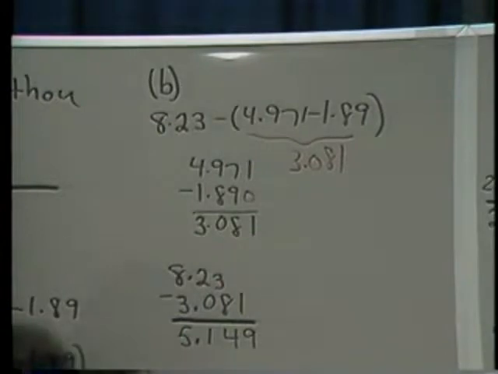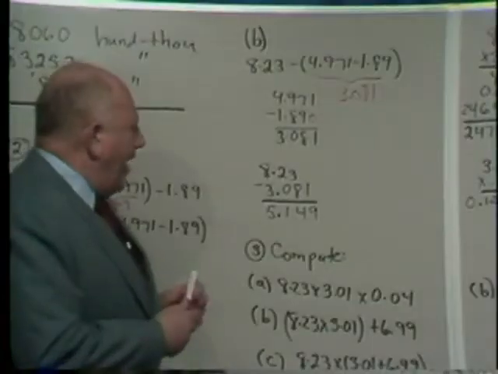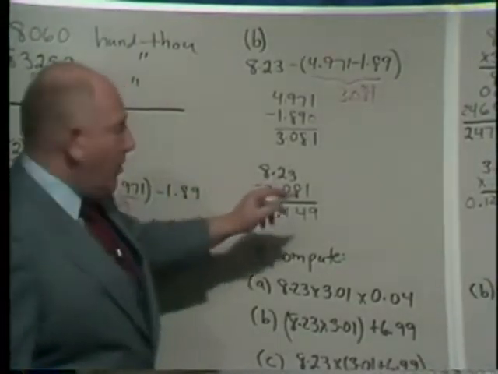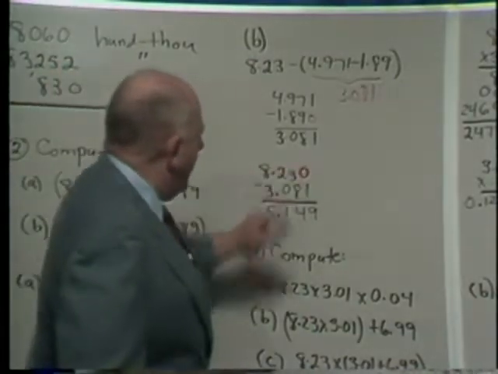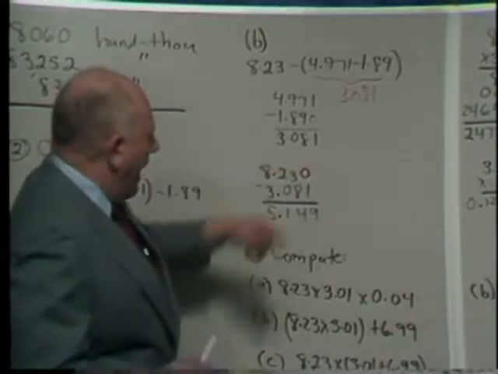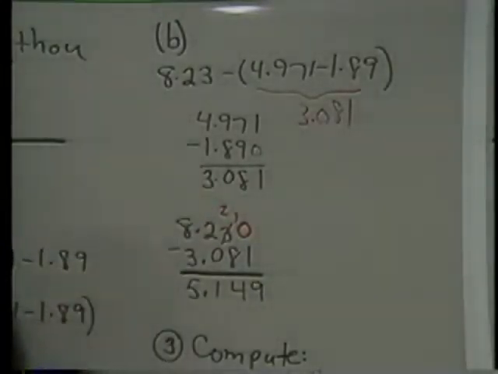Now you have to subtract the 3.081 from 8.23, and now you have to be careful. See, when you take 8.23 minus 3.081, now you have to remember that a 0 belongs here, because you do have to take the 1 from the 9 from the 0. In other words, you're going to have to do something like this. And at any rate, when you do this, the answer comes out to be 5.149.